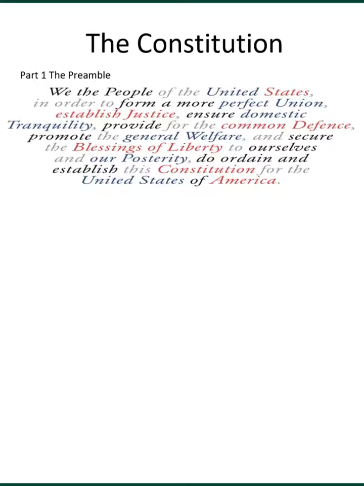So this preamble, this introduction, tells us exactly what our framers wanted from the Constitution. They didn't get it from the Articles of Confederation, and they were hoping to fix their mistake on this document.